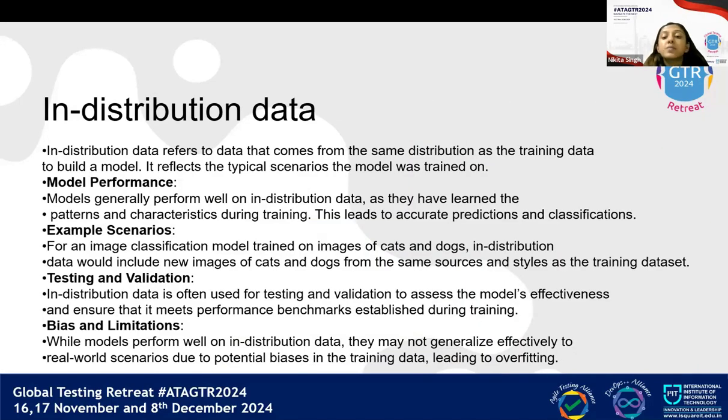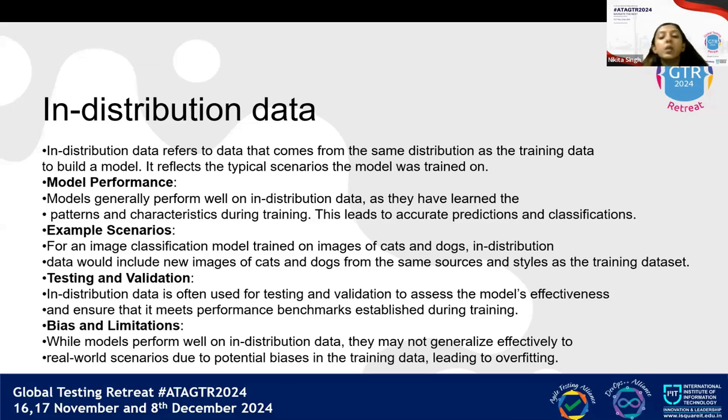So in-distribution is basically a familiar territory for a model, data that it has been trained on well. At the time of deployment the model expects only in-distribution data, because it's able to recognize the pattern and the characteristics and everything, so that it can work well.